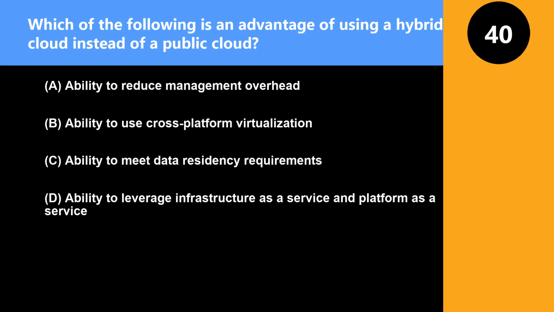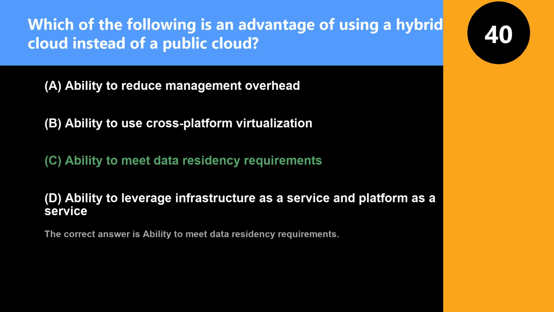Question 40. Which of the following is an advantage of using a hybrid cloud instead of a public cloud? Option A, ability to reduce management overhead. Option B, ability to use cross-platform virtualization. Option C, ability to meet data residency requirements. Option D, ability to leverage infrastructure as a service and platform as a service. The correct answer is option C, ability to meet data residency requirements.